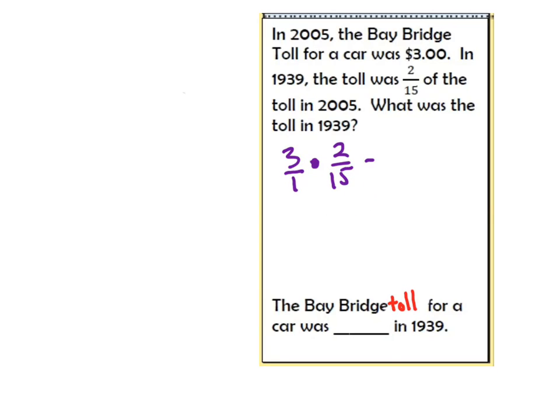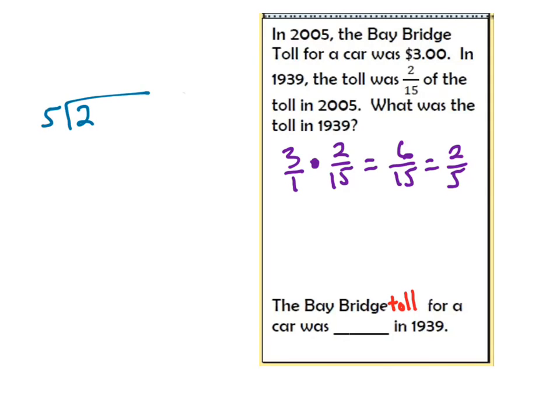We can cross cancel if we like, or we could just say, oh, that 2 times 3 is 6, 1 times 15 is 15, and then reduce. See how both ways always works? Okay, so we have 2/5. Do I ever talk about money as 2/5 of a dollar? No. Okay, so what do I have to do? How do I convert this fraction back into a decimal?